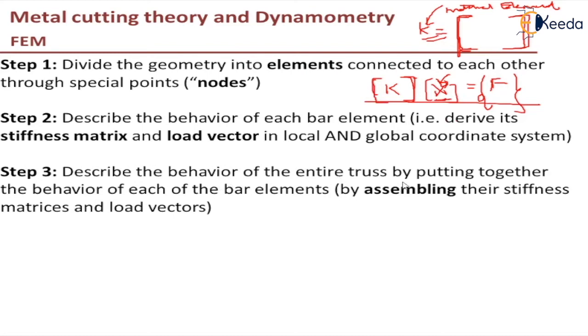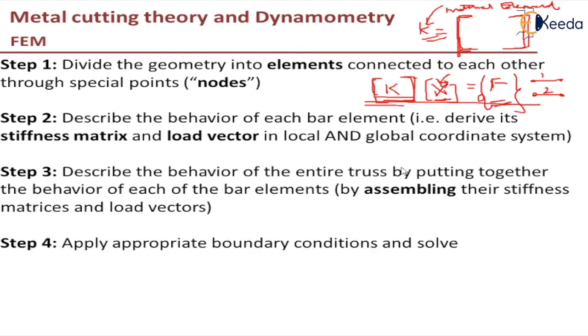Describe the behavior of the entire structure by putting together the behavior of each bar element. You write this equation, the stiffness matrix and force vector, for each individual element. For example, element number one has one such stiffness matrix and force vector, and element number two has another set. These are called the local matrix and local vector, and they are all added up to get the global vector. Then apply the appropriate boundary conditions and solve.